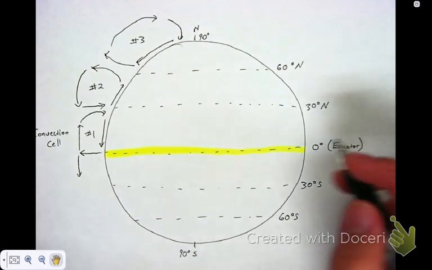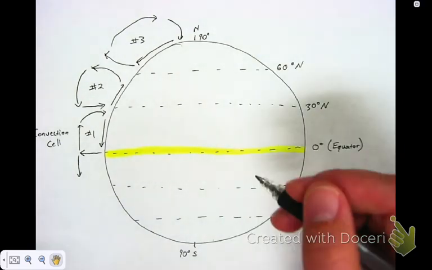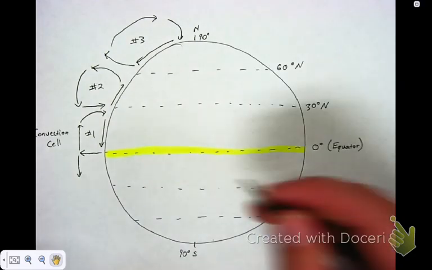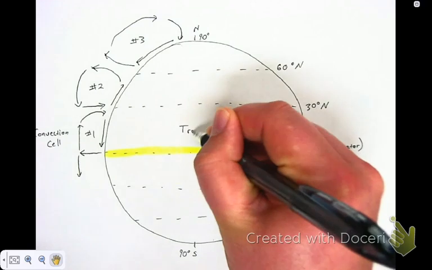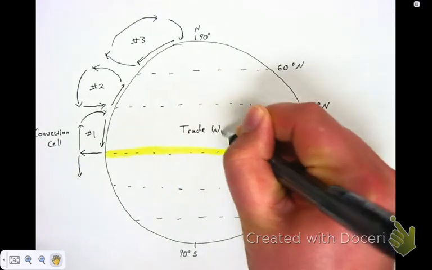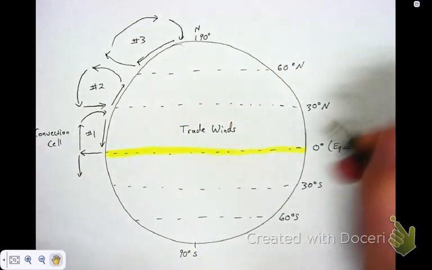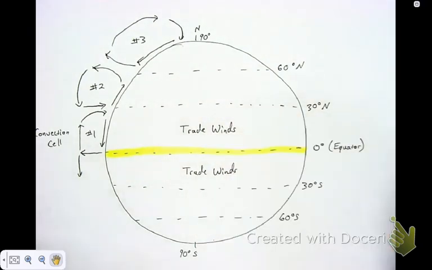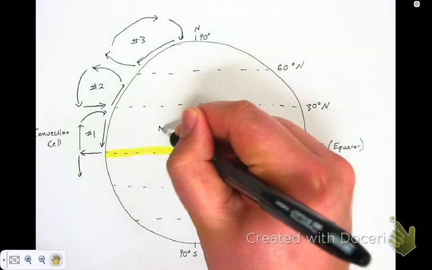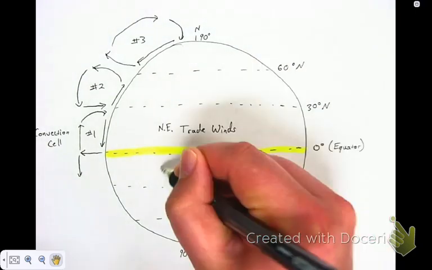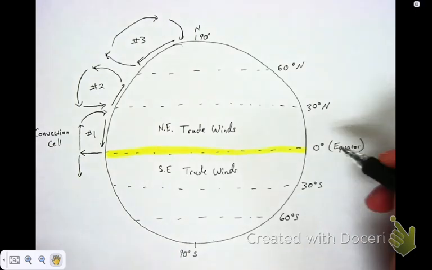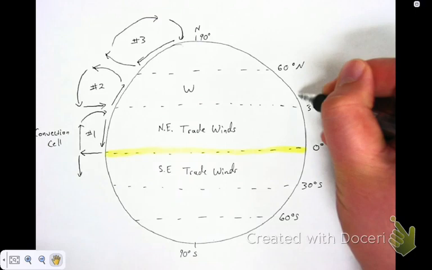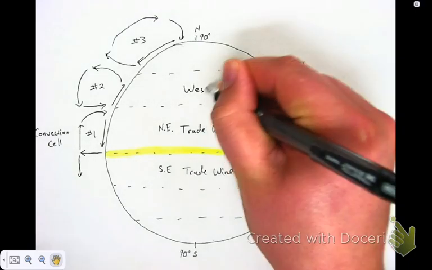Now, the northern hemisphere is broken up. Each of these bands is given a different wind. So these right here are the trade winds. So between 0 and 30 on both sides are the trade winds. Okay, and so these are the northeast trade winds. These are the southeast trade winds. Okay, next we have the westerlies. So the winds between 30 degrees and 60 degrees on both sides are the westerlies.